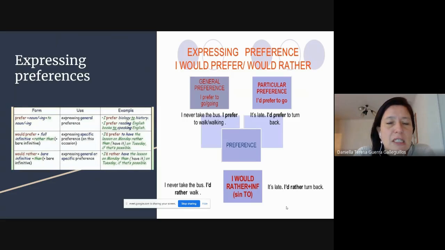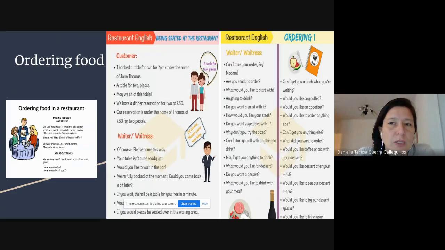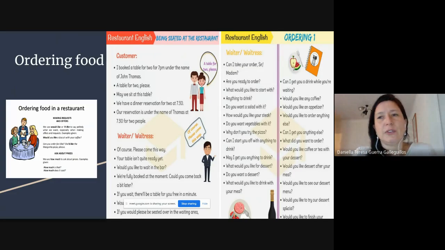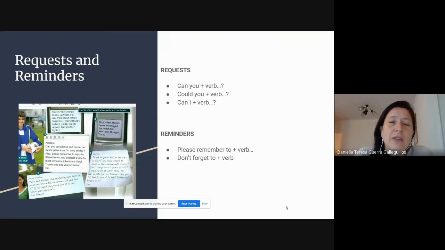Talking about preference, we studied during unit number 6 the use of prefer and would prefer and would rather. We finished unit number 6 talking about how to order food in a restaurant. Making requests and reminders was our last class. In that class, we differentiated expressions for making requests and reminders by using the 5 messages that you have on the left.